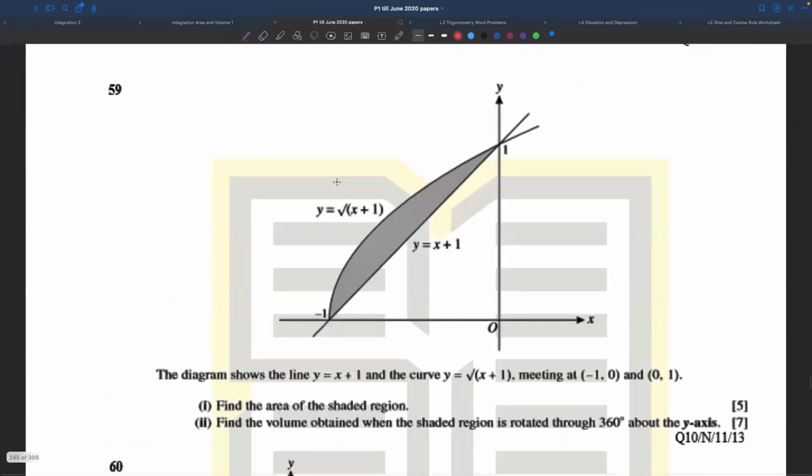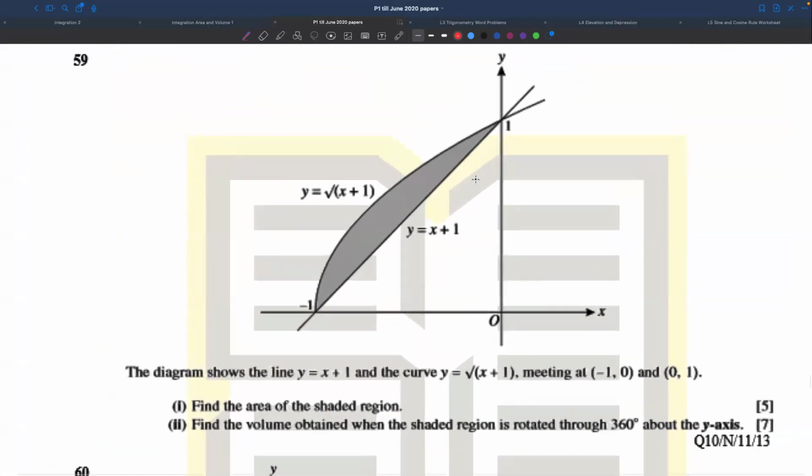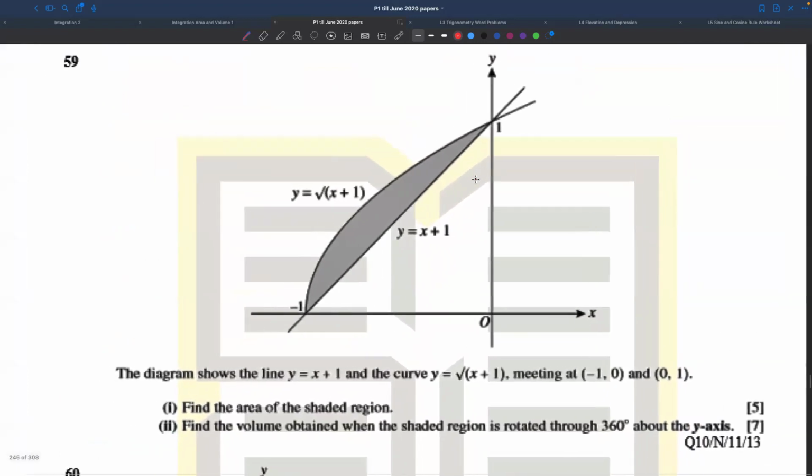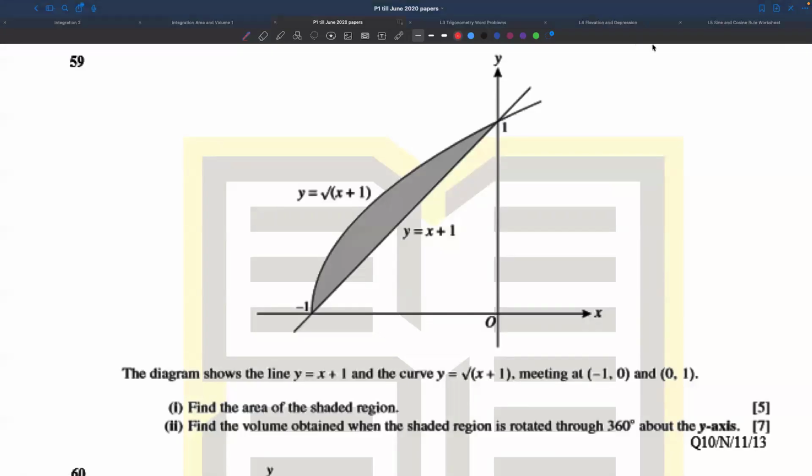Lovely question number 59. You have to find the area and volume of the shaded region. What you'll have to do is find the area under the curve, under the line, and subtract. Then find the volume under the curve, under the line, and subtract. Be very careful with the wordings given over here. I plan not to do this directly. I want you people to attempt this question on your own. 59, start. You should be able to do the area.